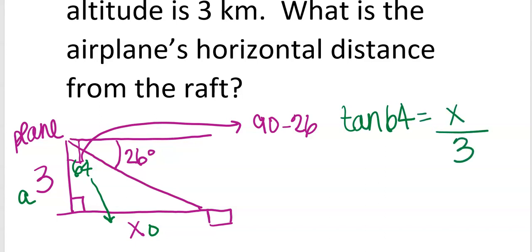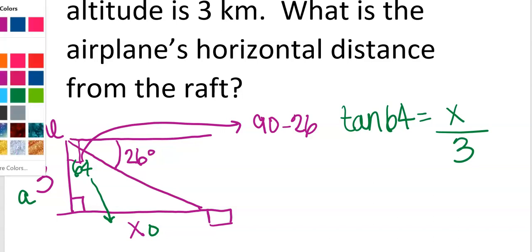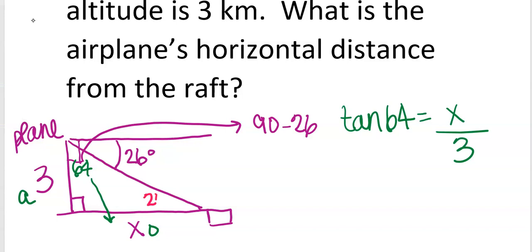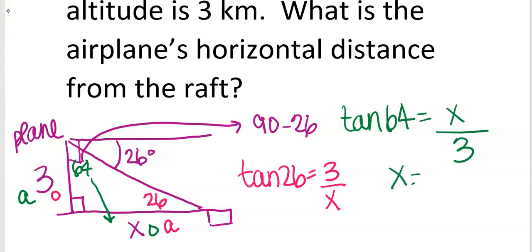Notice how that one gives you a multiplication question. If you do the other one, if I put 26 down here, that would be opposite, this would be adjacent, and we would have tangent 26 equals 3 over x. That's a division question. So let's see if we get the same answer for both. That's 6.2. So 3 tangent 64 is 6.2. And 3 divided by tangent 26 is also 6.2.